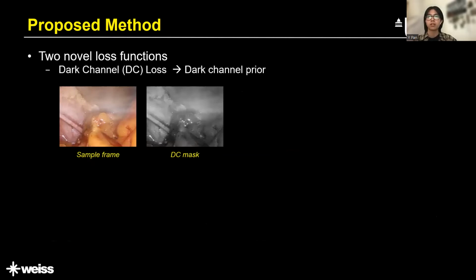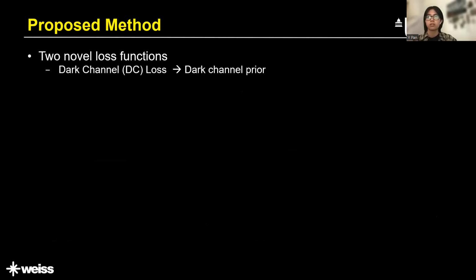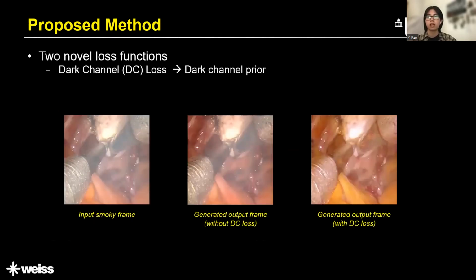On the other hand, the dark channel loss calculates the intensity of the image and reveals its illumination density, which is defined as the minimum value in the RGB channels. The sample frames here compare the model before and after implementing the dark channel loss.